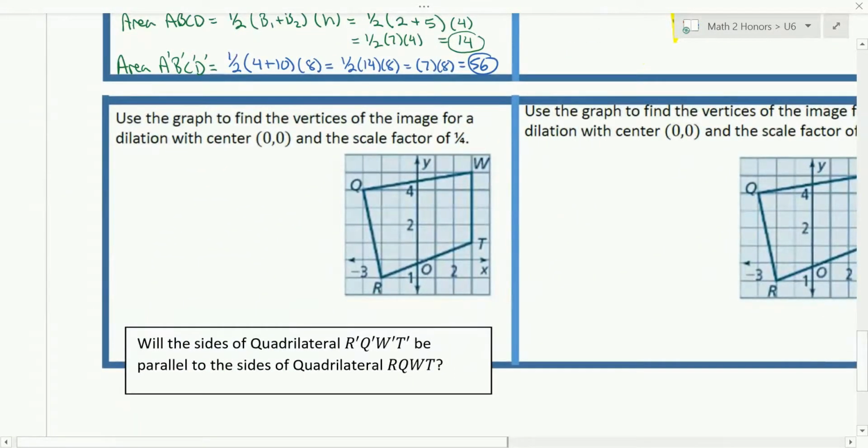All right, try this one right here. Use the graph to find the vertices of the image for a dilation with center 0, 0, and the scale factor. So this is the actual value. We don't have the image on here. You don't have to graph the image, but I want the vertices of the image with that center 0, 0 and scale factor 1/4. Give that one a try.